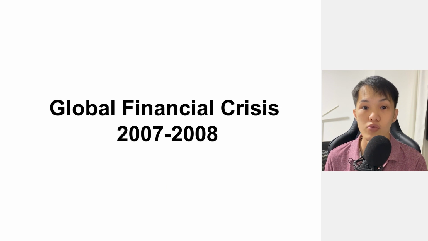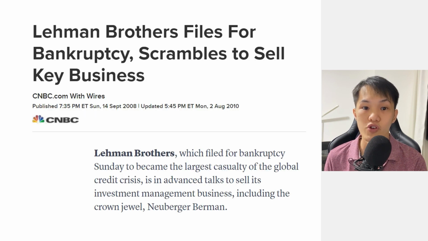Global financial crisis, 2007-2008. The GFC was considered to be the most severe financial crisis since the Great Depression in the 1930s. The bursting of the housing bubble led to the collapse of the mortgage-backed securities and derivatives that were linked to this MBS. Lehman Brothers filed for bankruptcy in September 2008 and many large financial institutions were also facing the risk of bankruptcy. So the US government stepped in to save the market.